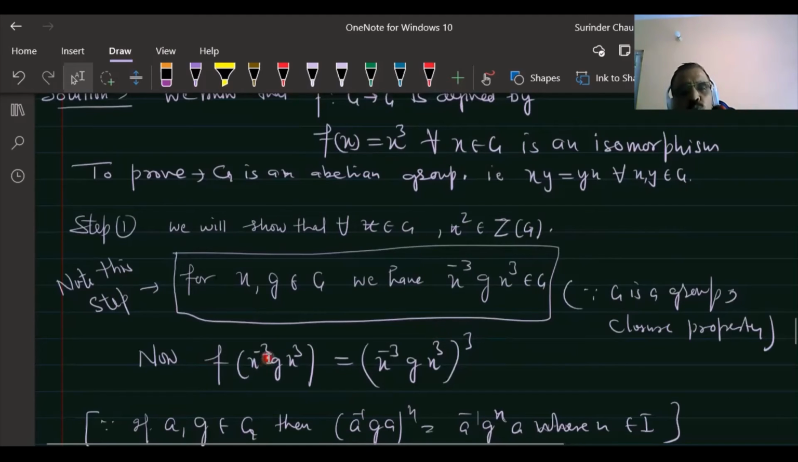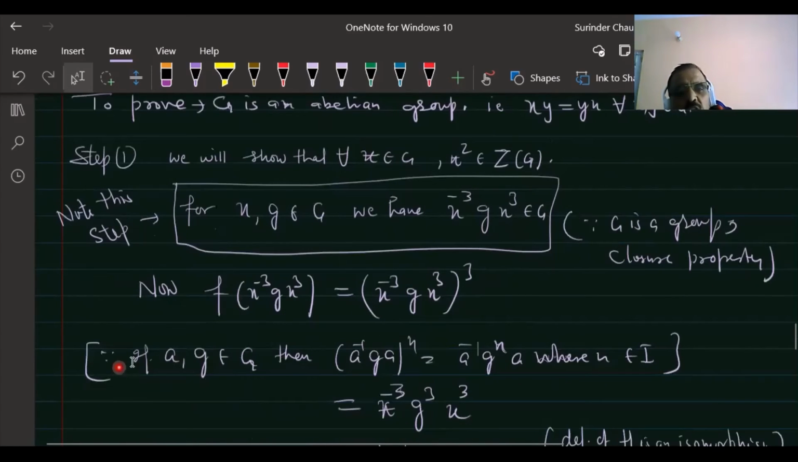Now f of x to the power minus 3, g, x cube is equal to how much? By definition of f, it is equal to x to the power minus 3, g, x cube, whole cube. Now with this result, if a and g belong to G, then a inverse g a to the power n is equal to a inverse g to the power n a for all n belongs to I. So using this here, this is equal to x to the power minus 3, g cube, x cube.